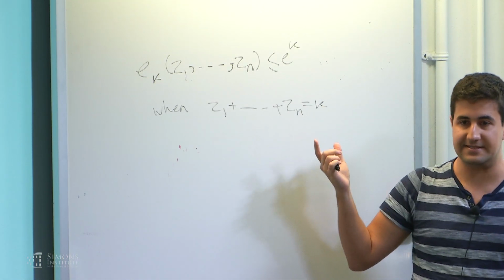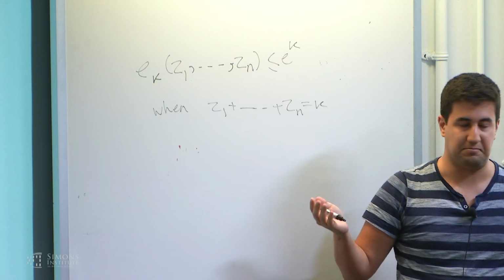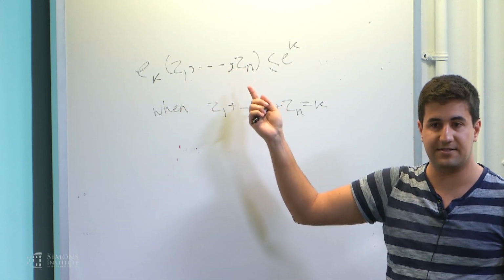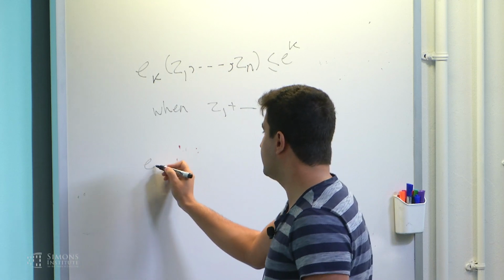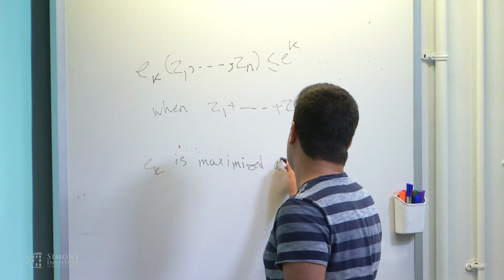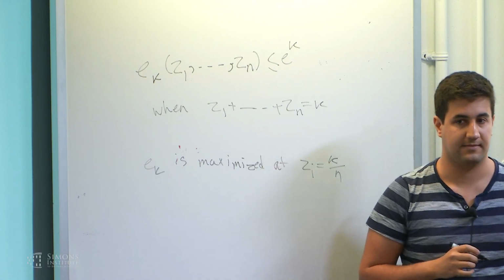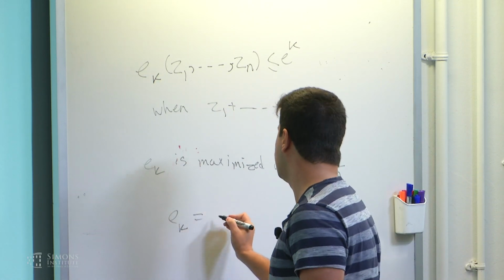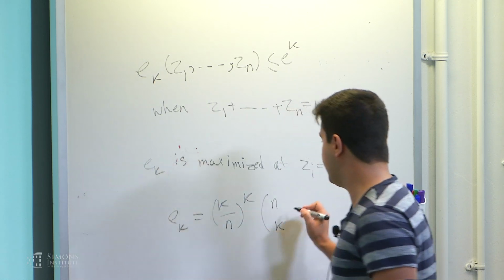So an easy way to see this is that the elementary symmetric polynomial is actually a log-concave function. It is hyperbolic, for example. And it is also symmetric with respect to the variables z_i. So its maximizer is going to be a multiple of the L1s. Okay? So e_k is maximized at basically z_i equal to k over n. And for z_i equal to k over n, e_k is basically (k over n) to the power k times n choose k.